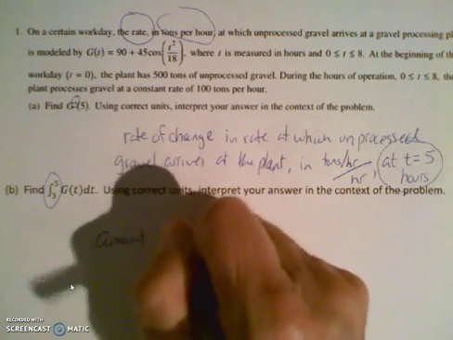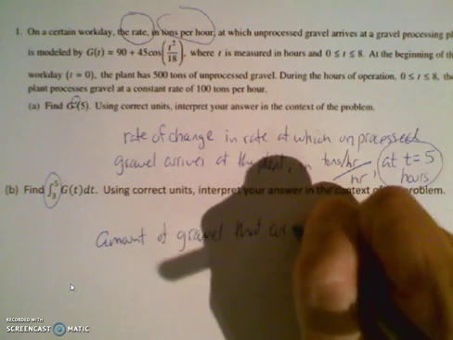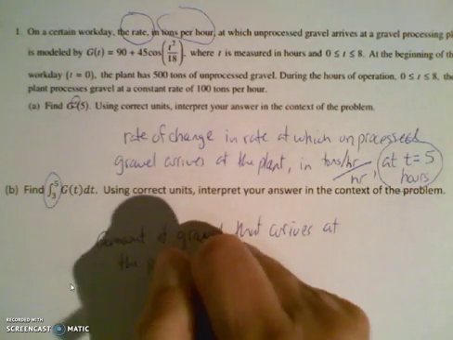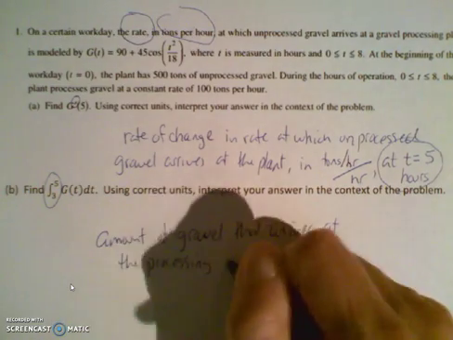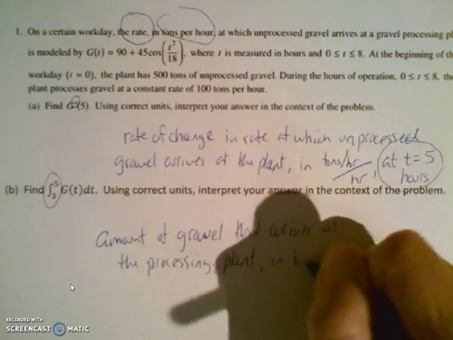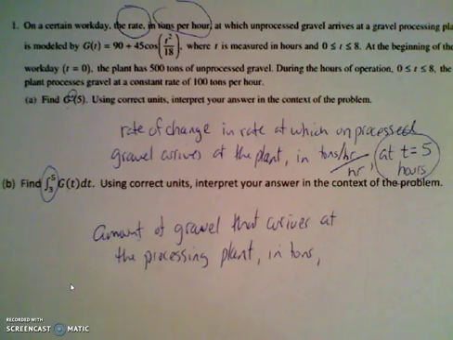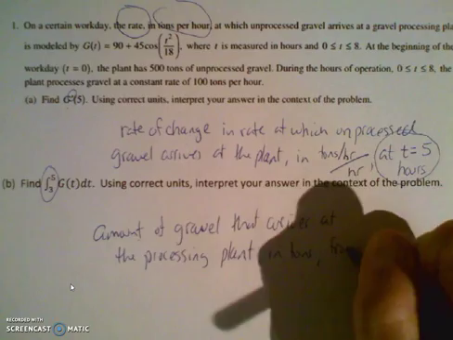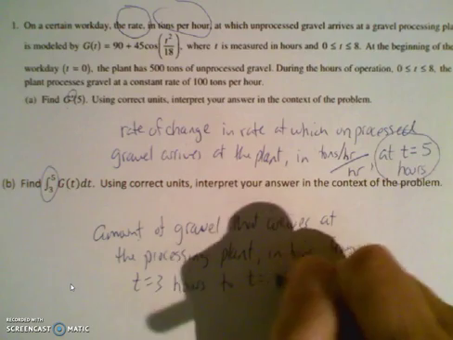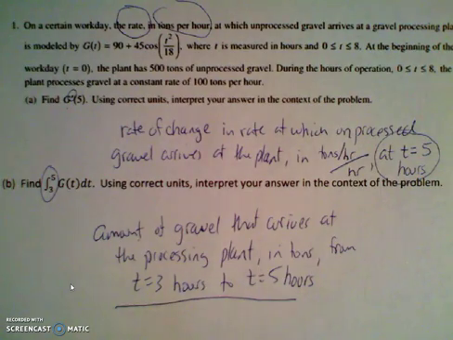So, amount of gravel that arrives at the processing plant, and notice it's an amount, and so it would be measured in tons. And then, here's the most important part, I need to make sure that I give a correct interval. From t equals 3 hours to t equals 5 hours. This indicates an interval of time.